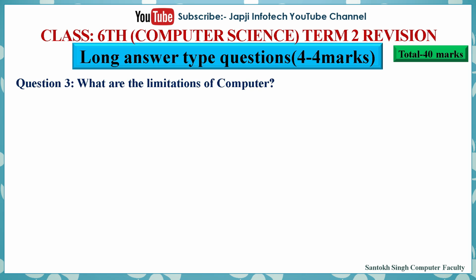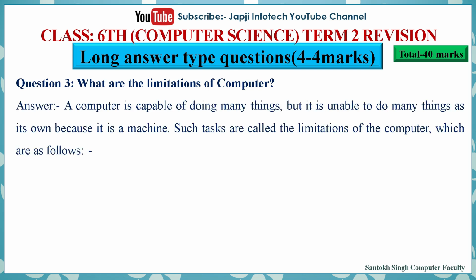And the third question is, what are the limitations of a computer? And the answer is, a computer is capable of doing many things, but it is unable to do many things on its own because it is a machine. Such tasks are called the limitations of the computer, which are as follows.